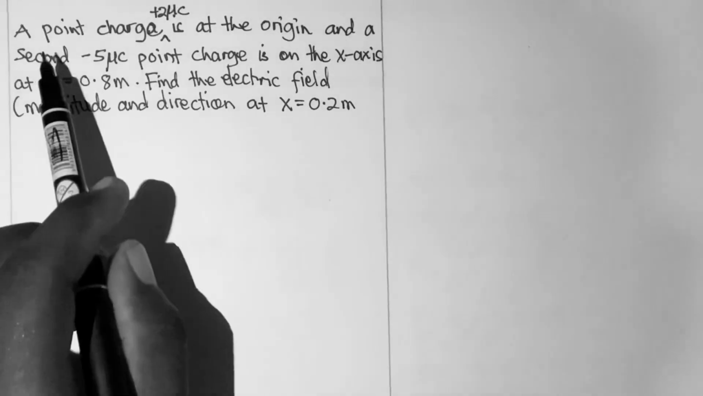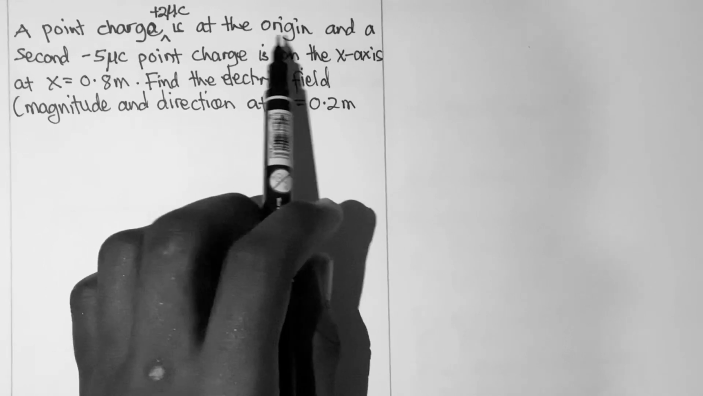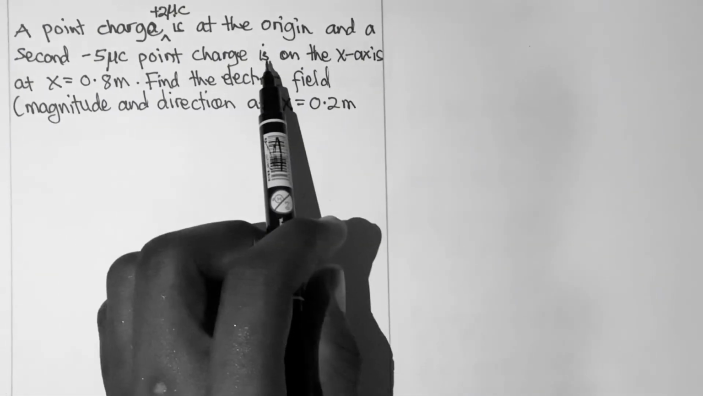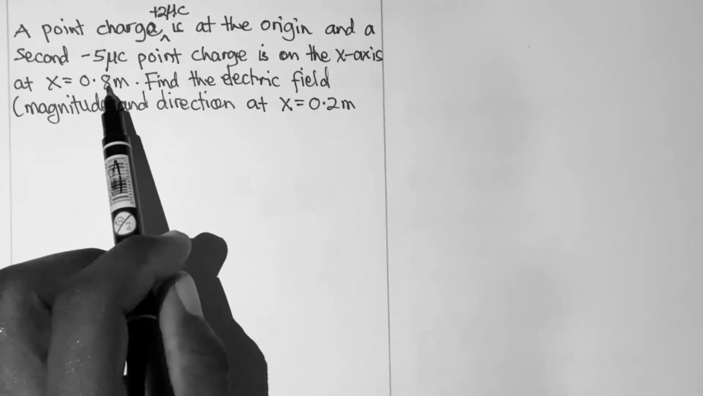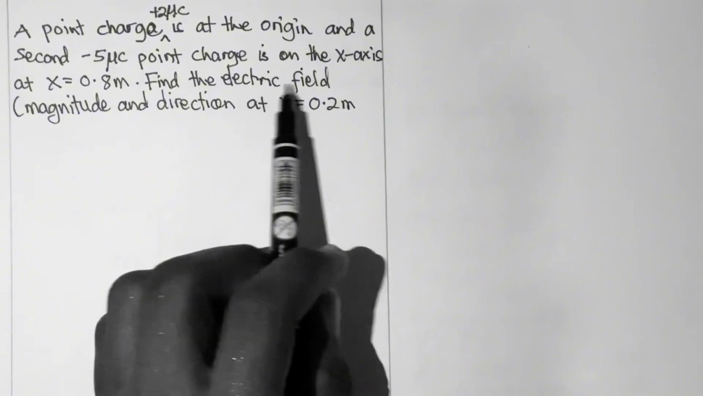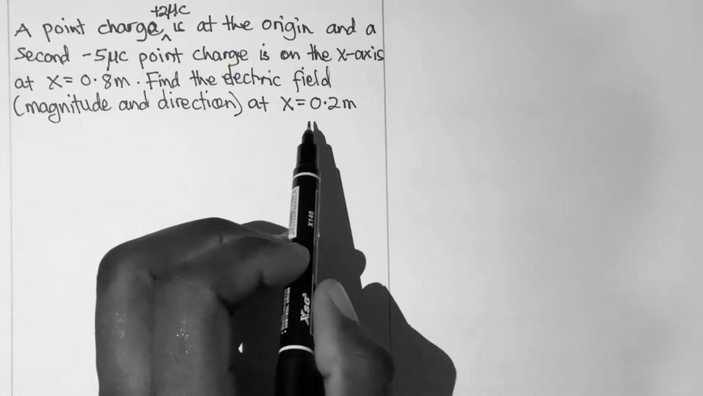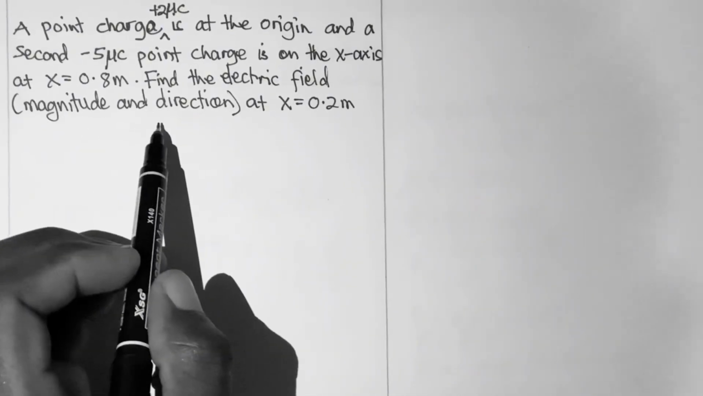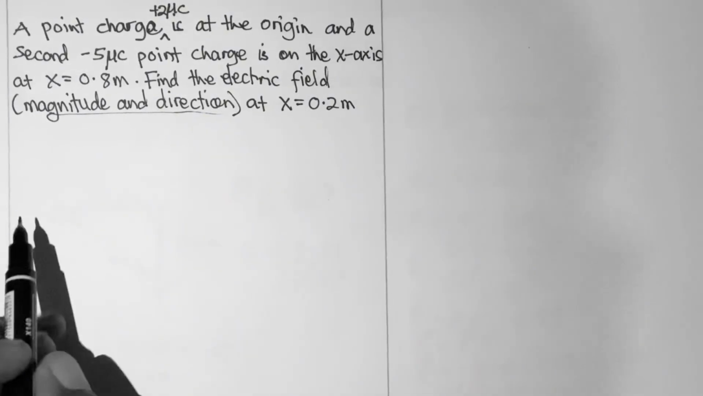So this implies that the electric field is equal to (minus 10.8 i plus 14.4 j) newtons per coulomb. A point charge of plus 2 microcoulombs is at the origin, and a second minus 5 microcoulomb point charge is on the x-axis at x equals 0.8 meters. Find the electric field, magnitude and direction, at x equals 0.2 meters. So since he's talking about magnitude and direction, he's talking about the electric field vector.